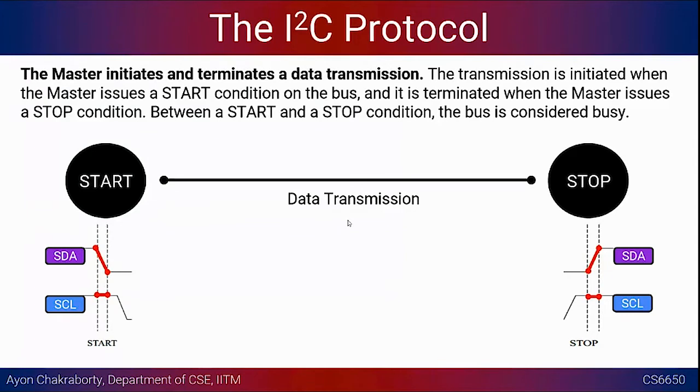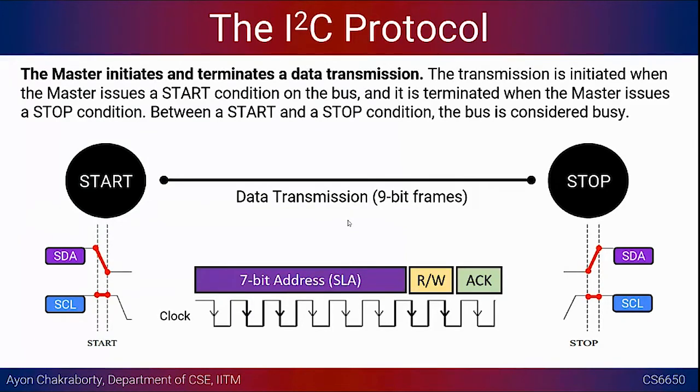And in between, there will be data transmission, which is in blocks of 9-bit frames. Within these 9-bit frames, we can send the 7-bit address, or the slave address, called SLA. And then there is one more bit. So this is 7 bits for the address, and 1 bit for telling whether you want to read data from the slave or write data to the slave. So this is SLA R or W that takes place for the first 8 bits.